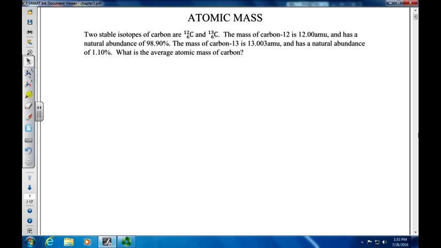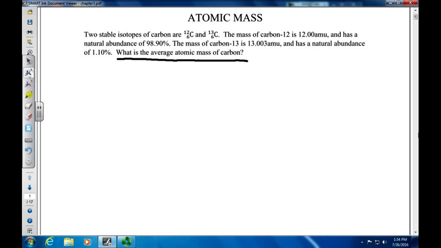So the mass of carbon-12 is 12.00 AMU and has a natural abundance of 98.90%. The mass of carbon-13 is 13.003 AMU and has a natural abundance of 1.10%. What is the average atomic mass of carbon? So that is what we need to find out from the information provided.